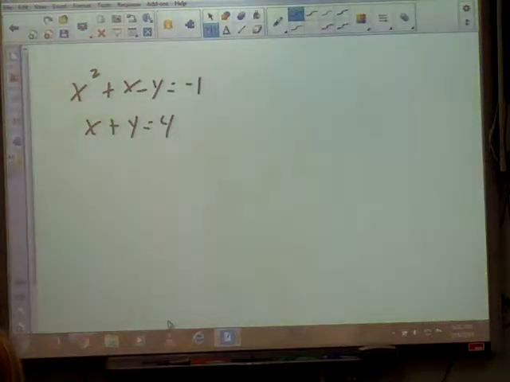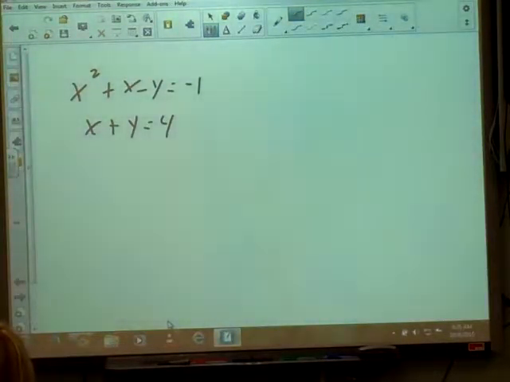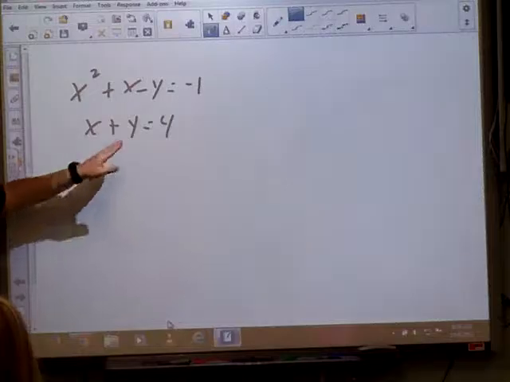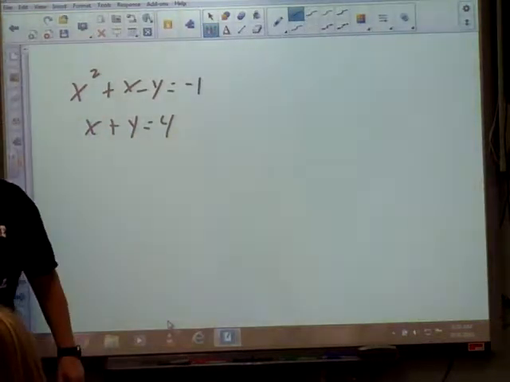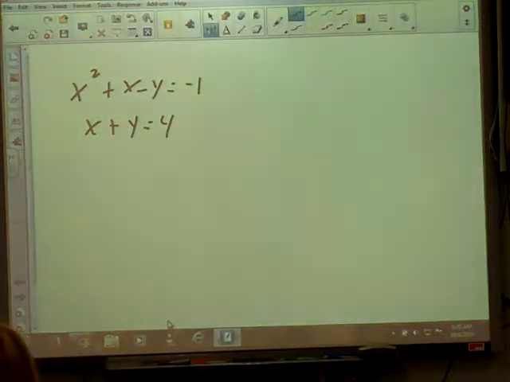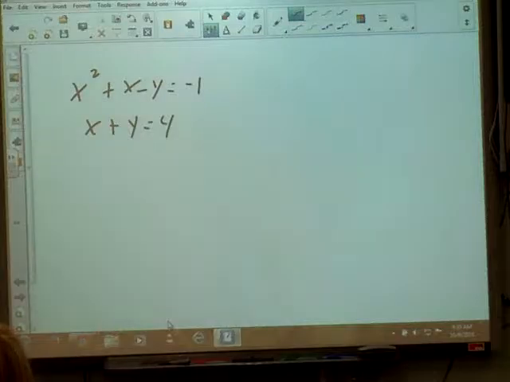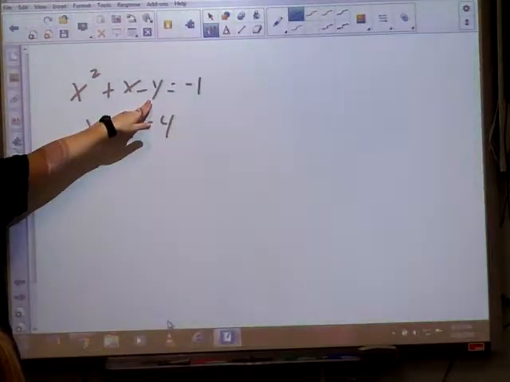Solving something for a variable means that I have an equation that just says y equals something or x equals something. Does this equation only have a y or an x on one side of the equal sign? No, it's got a bunch of stuff going on here. Does this one only have a y or an x? No, it's got them both. So I need to rewrite one of these equations so that it just says x equals or y equals.